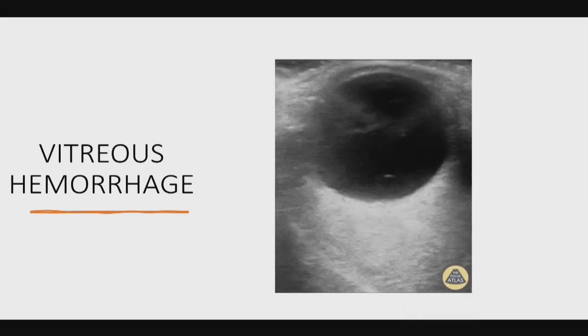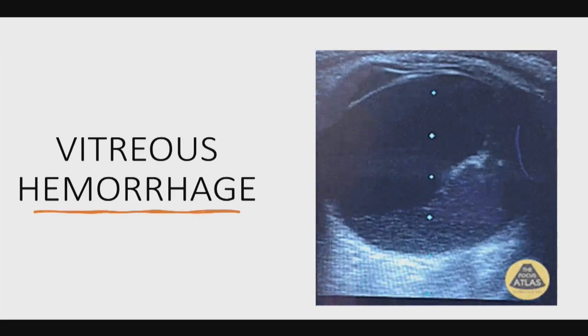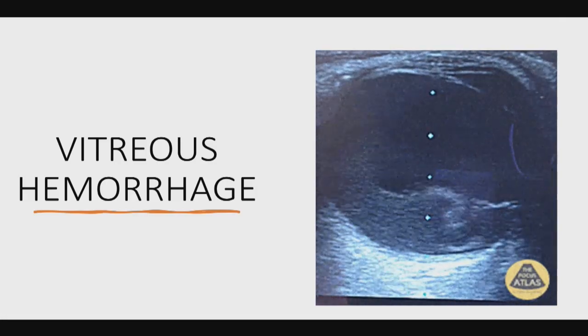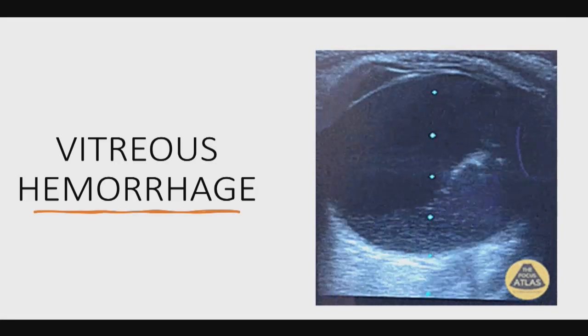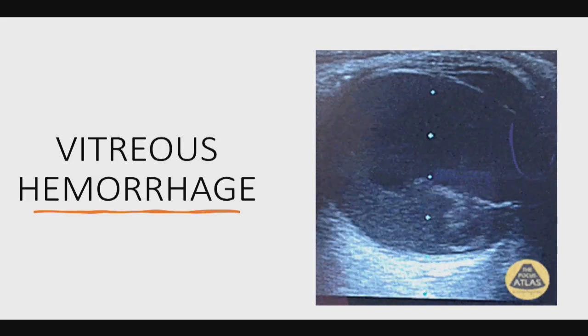This is another case of vitreous hemorrhage, the wonderful swirly effect. Same here. And in this case, there are two things going on. We have both a vitreous detachment with that thin hyperechoic line, and we also have the washing machine effect of the vitreous hemorrhage going on.